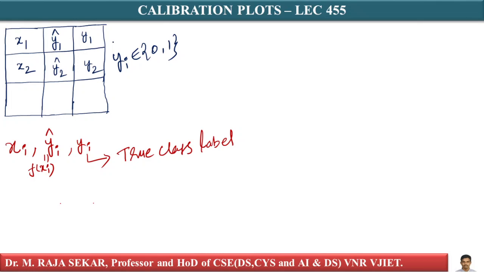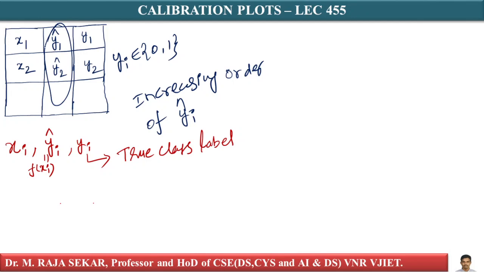It is step 1. Within the same step, second part, what we will do is sort this table in increasing order of yi cap. You have to sort this table in increasing order of yi cap, means this one. So literally what I am doing here, I take my table and I sort it in such a way that I have, let's say, x1, y1 hat, y1, after that x2, y2 hat, y2, like this.